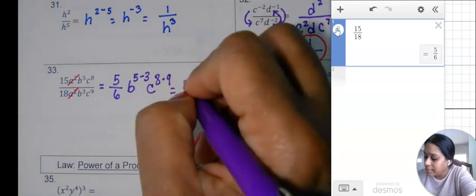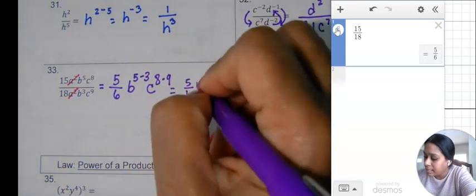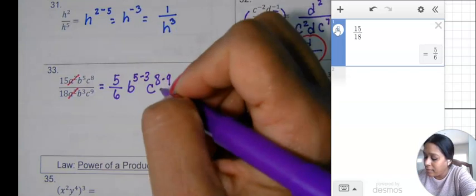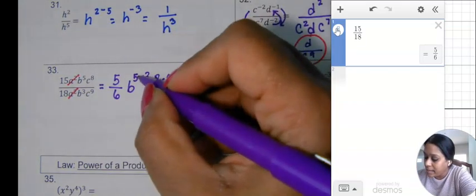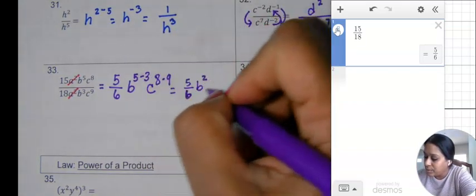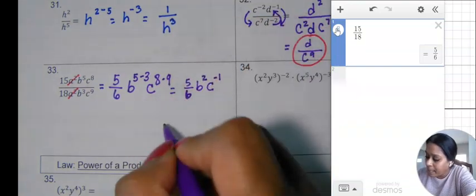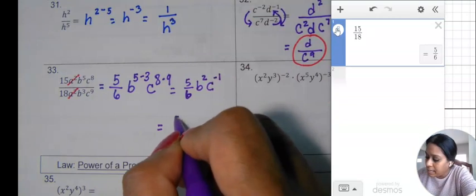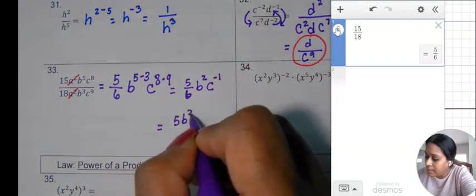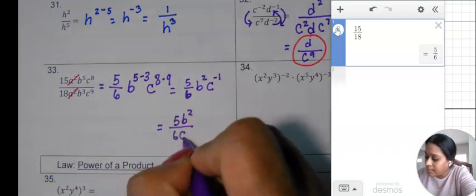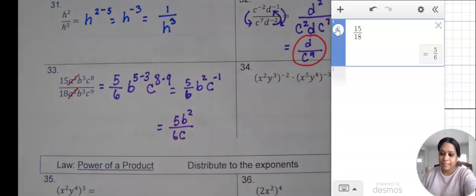Okay, now let's see. So you have 5 over 6, b, 5 minus 3 is 2, and then c, 8 minus 9 is negative 1, and then we can go ahead and put the negative 1 in the denominator. That's that.